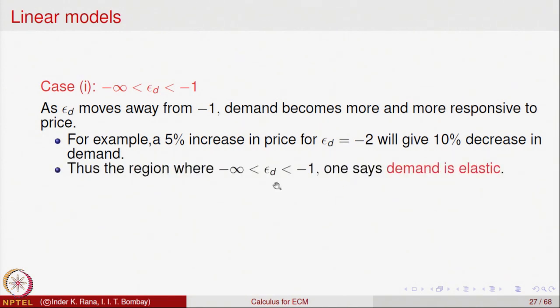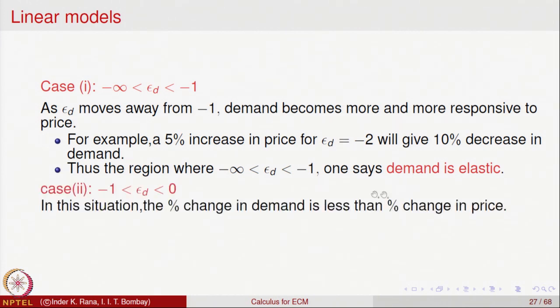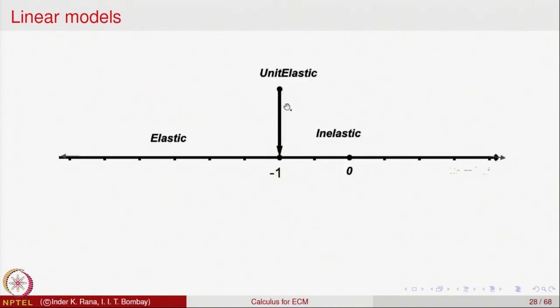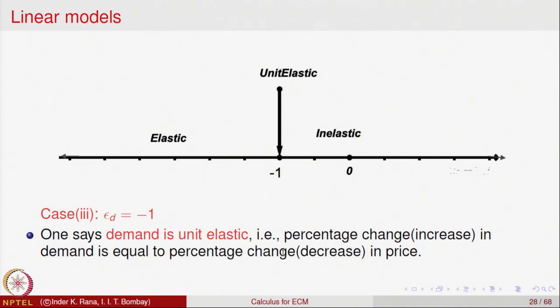So, in the region less than minus 1, one says demand is very elastic, it is more responsive. When it is between minus 1 and 0, this is a situation when the percentage change in demand is less than the percentage change in the price. So, that means the demand is inelastic, it does not really respond to the price much. So, on this side it is very responsive, and here it is not responsive at all. This point equal to minus 1 is called unit elastic.